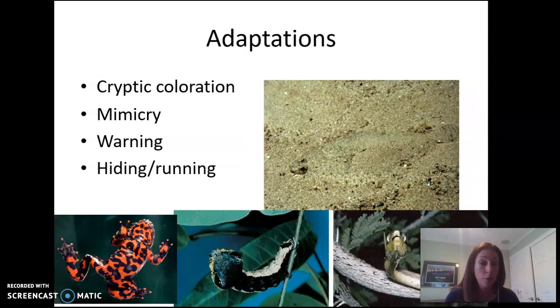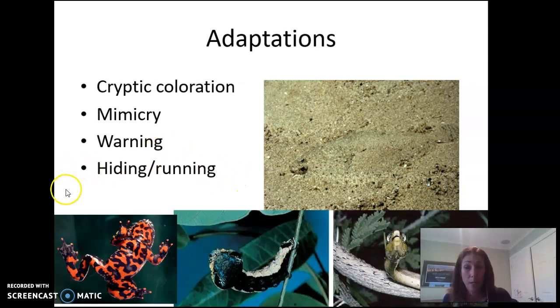So cryptic coloration is another name for camouflage. So here in the picture, you can barely see this flounder. There's its eye, and then it's very well camouflaged into the sand. Another thing you might see is mimicry. So mimicry is pretending you look like another species. So down here, here's a tree snake poised in a tree, and here's a caterpillar that can posture its body to make it look like it's a tree snake.